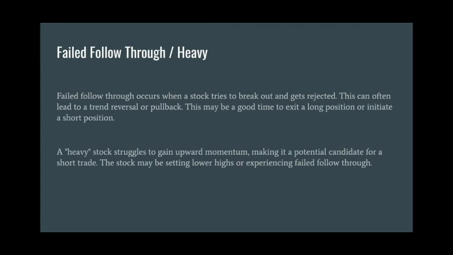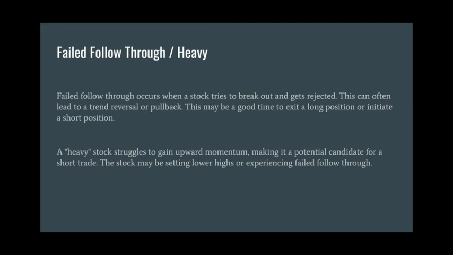Next one, fail follow through and heavy. Fail follow through is usually when a stock tries to break out of, let's say, a resistance point, and is trying to push higher, higher, higher, but it just can't do it, and bam, it drops. So it gets rejected, is what we will say. This usually means it's going towards a reversal, and it's going to be going downwards if it was going upwards before. This may also be a good time to exit your position and say, hey, okay, it's not going in my favor. Let's call it quits and take my wins, take my profits, secure what I've already have.